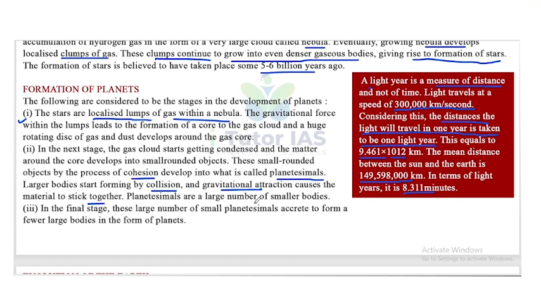Planetesimals are a large number of smaller bodies. And in the final stage, what happened? These large number of smaller planetesimals accreted to form a fewer large bodies in the form of planets.